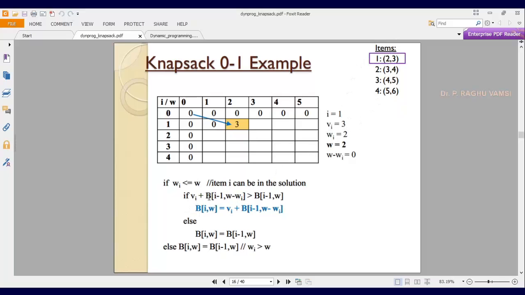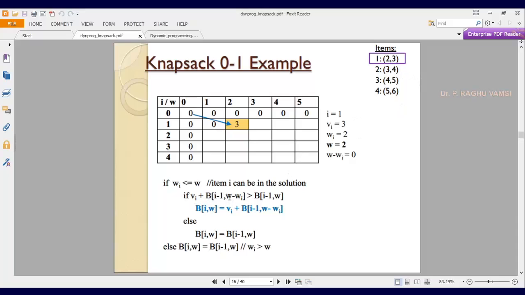3 plus benefit of, that is B of I minus 1. What is I minus 1? Currently I is equal to 1. I minus 1 is 0. 0 comma W minus Wi. W minus Wi, that is 2 minus 2, 0. So 0 comma 0, the corresponding value is 0 only. So Vi is 3 plus 0.